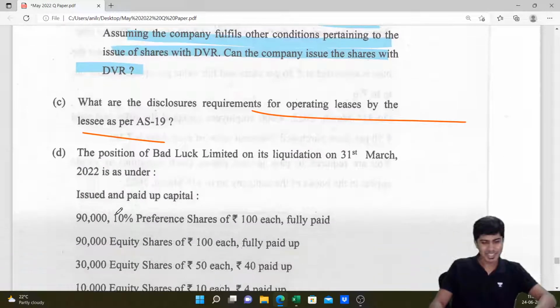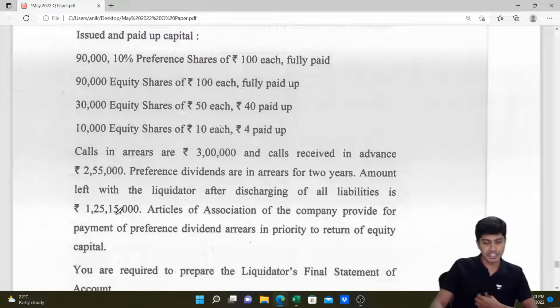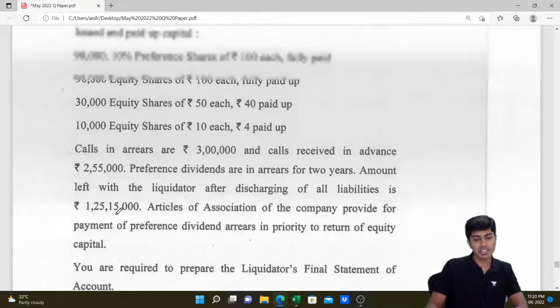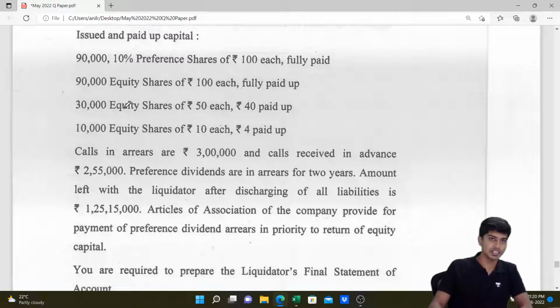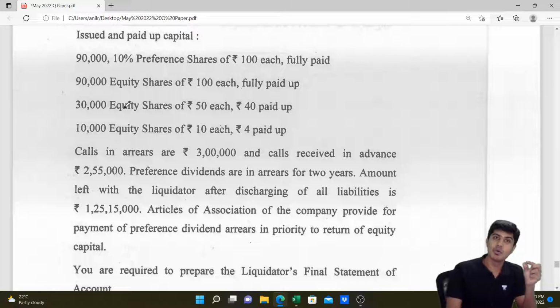Let's see 6D. This one is with regard to liquidation. The trick here was that there are multiple types of shares. When you have to repay, from some shareholders you collect money, and some shareholders you pay money. So shares are of different nominal value and different denomination. How do you arrive at that equated number of shares to identify the amount repayable to each share, and then how do you convert it to the actual number of shares that we have? A very interesting question. So let's read this.